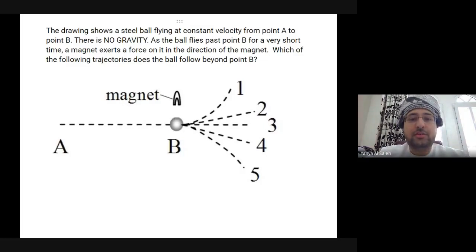We have a drawing that shows a steel ball flying at a constant velocity from point A to point B. Now there is no gravity. As the ball flies past point B, for a very short time, a magnet exerts a force on it in the direction of the magnet. Which of the following trajectories does the ball follow beyond point B? Remember, it is very short. This is an important bit. Very short.